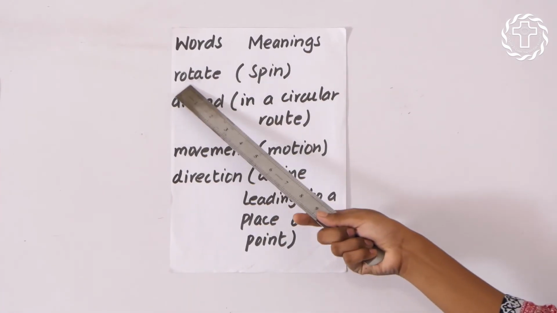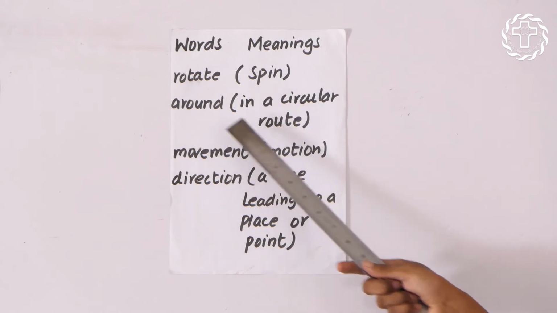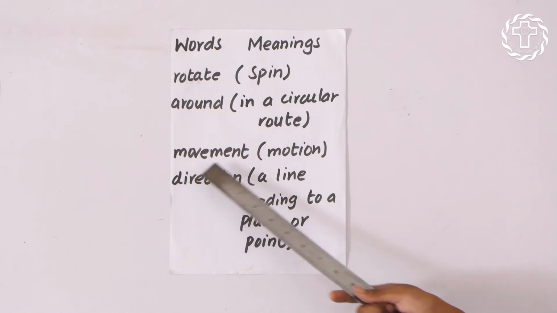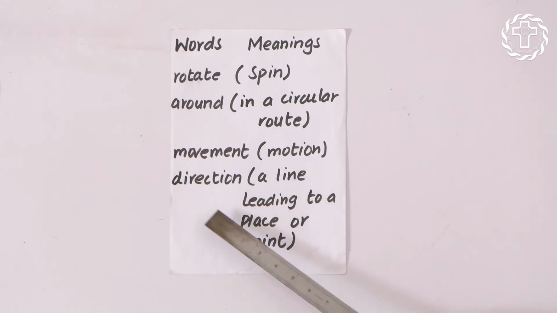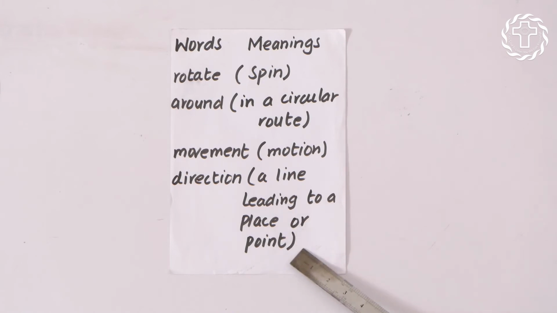Word meanings. Rotate, it means spin. Around, in a circular route. Movement, it means motion. Direction, a line leading to a place or point.